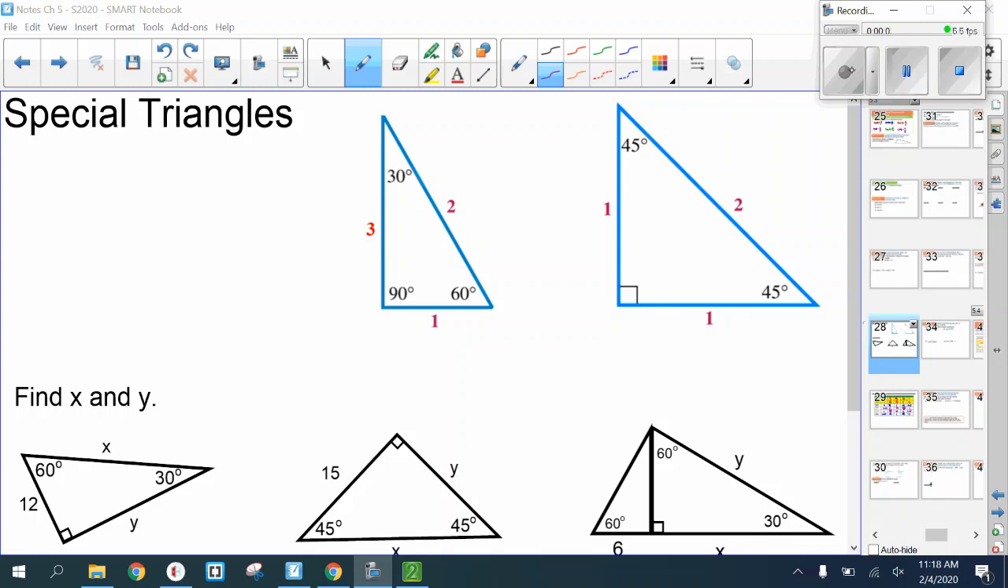Special triangles. You're supposed to notice in a 30, 60, 90 right triangle that there's this pattern of 1, 2, and oops, it's supposed to say square root of 3. 1, 2, square root of 3. That's a special pattern that comes up and repeats itself and allows you to solve other problems that look like that. How this pattern works is you would identify the short side, and you can tell the short side because it's across from the smallest angle.